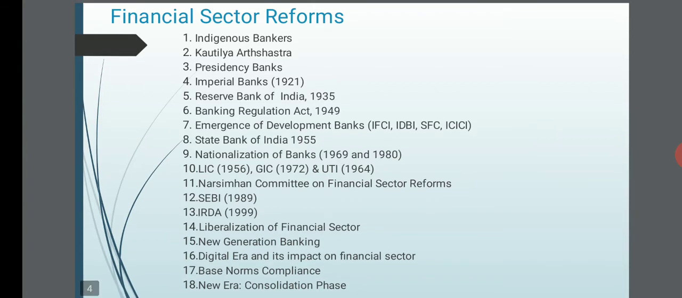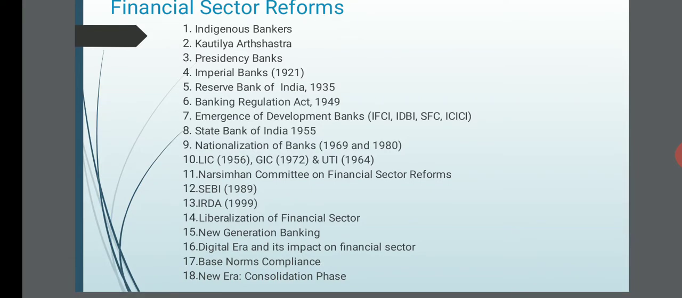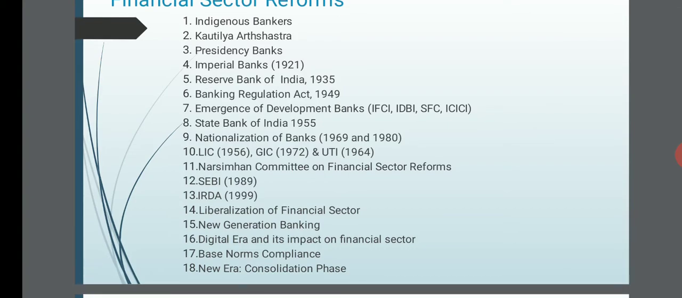We had three presidency banks during the British era: Bank of Kolkata, Bank of Bombay, and Bank of Madras. These three banks were combined to form the Imperial Bank in 1921. Through the Government of India Act, the Reserve Bank of India Act of 1934 came, and the Reserve Bank of India was established in 1935. After independence, the Banking Regulation Act was enacted in 1949 to regulate the banking sector in independent India.